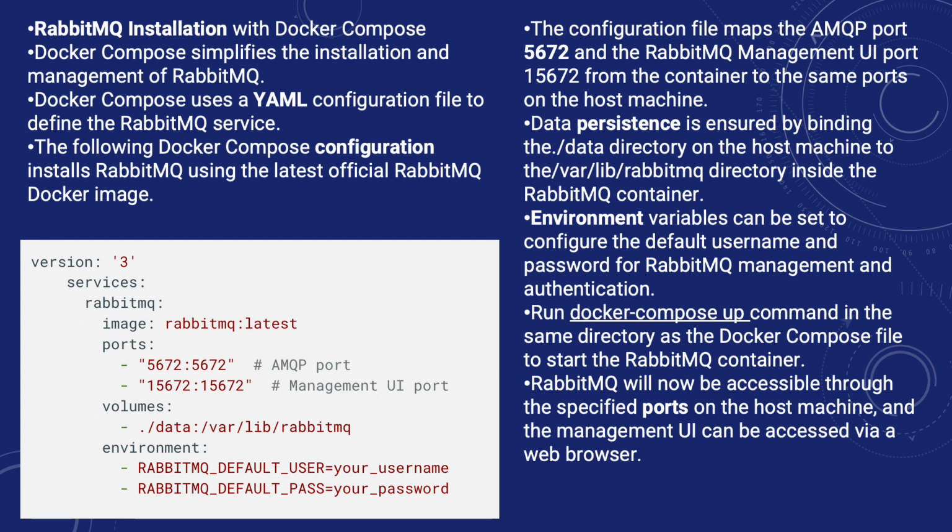Once we have our configuration file ready, we can run the command docker compose up in the same directory as the docker compose file. This will start the RabbitMQ container based on our configuration. After the container is up and running, we can access RabbitMQ through the specified ports on our local machine. Additionally, the RabbitMQ management UI can be accessed via a web browser. That's it. Now you know how to install RabbitMQ using Docker Compose.